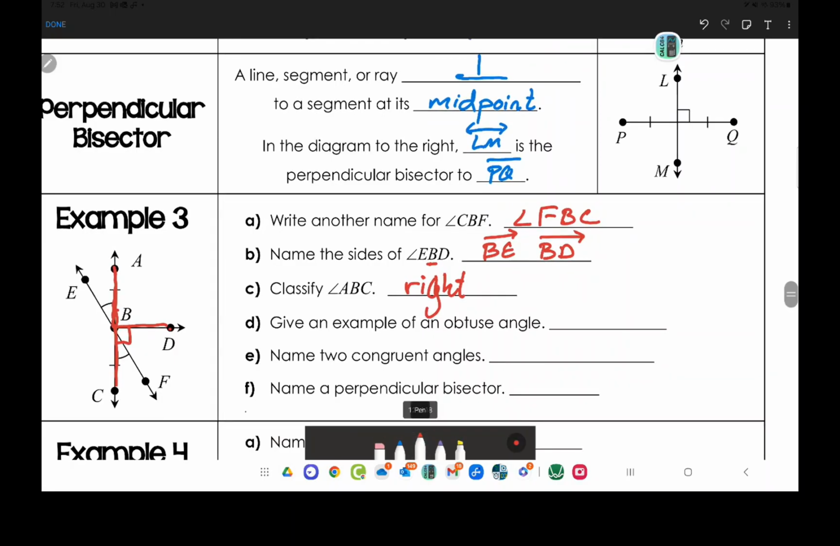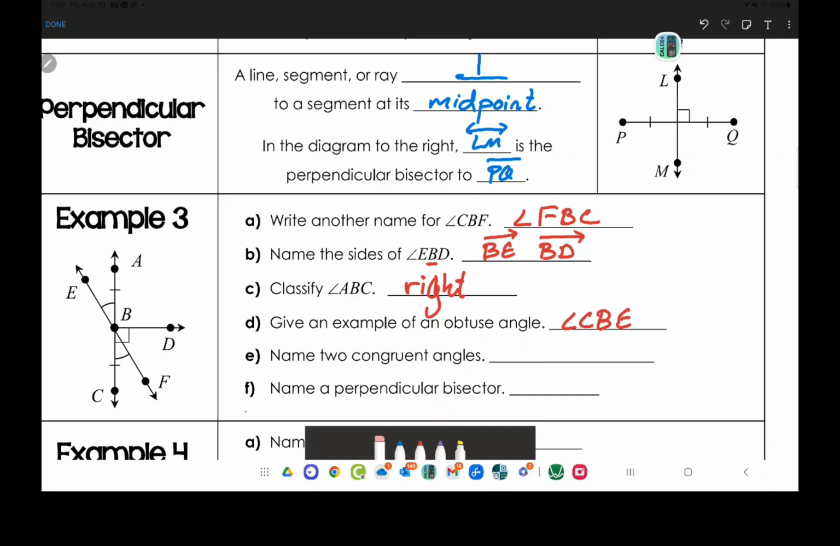All right, give an example of an obtuse angle. You can say CBE. So we could say this angle here, CBE, but you could also say angle EBD, angle ABF. Those would also work for obtuse. You can combine multiple angles to make an obtuse angle. It doesn't have to be a single angle.